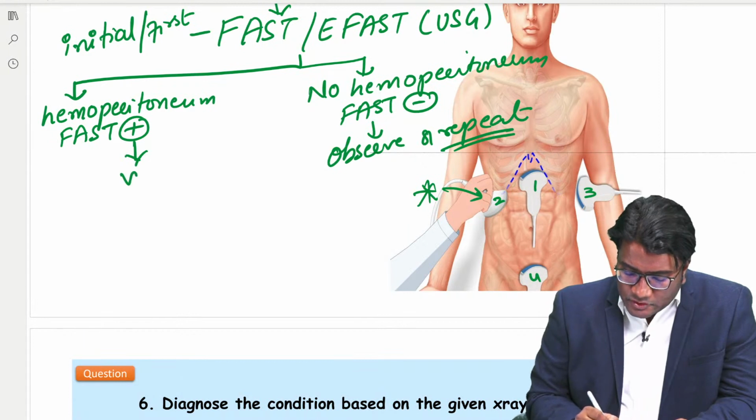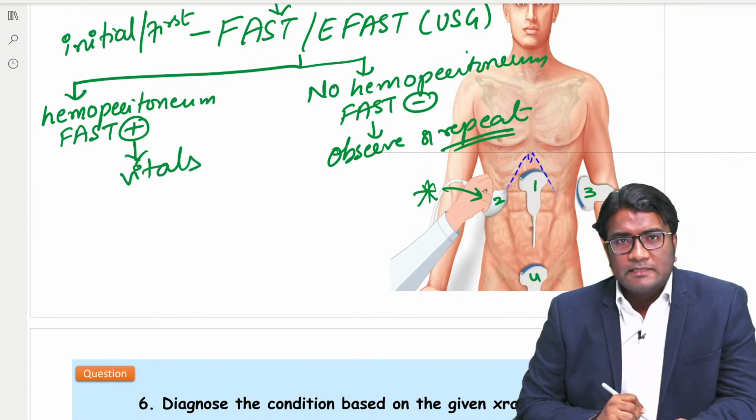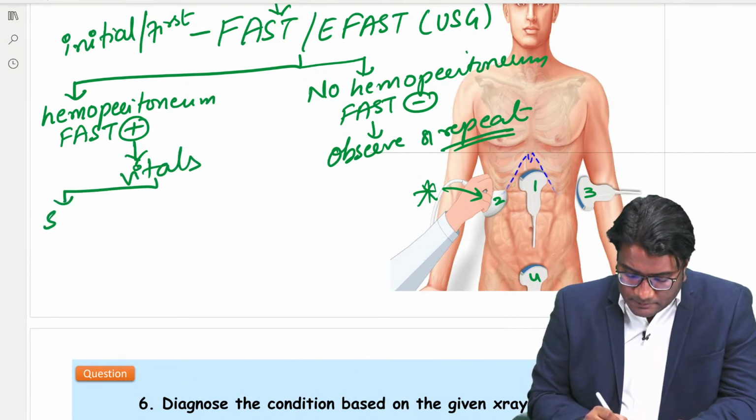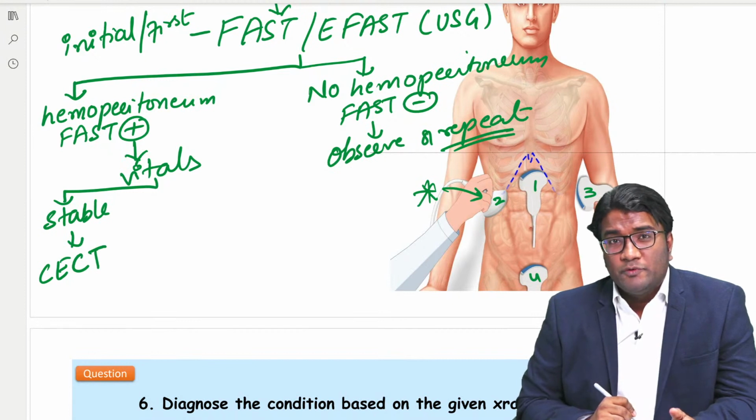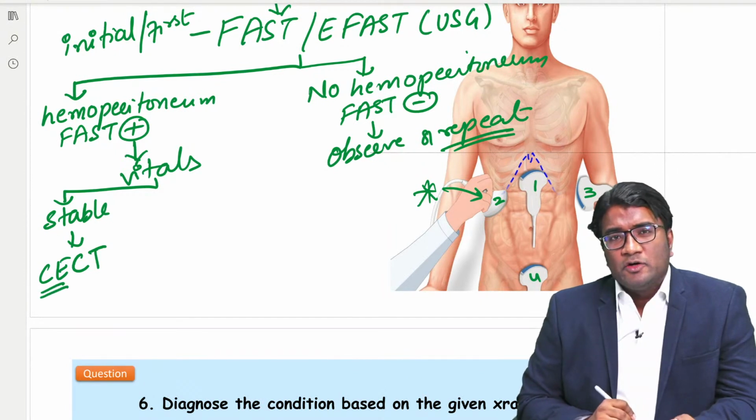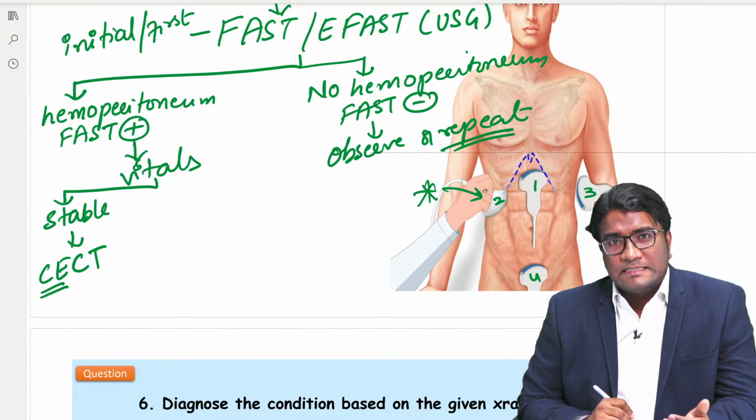The next step is to look at vitals. If the vitals are stable, then we perform a CECT, contrast enhanced CT scan, to know which organ is bleeding. Is it the liver that is having the extravasation? Is the spleen having the contrast extravasation? So you need a contrast study to look for which organ is bleeding. So this is CECT.